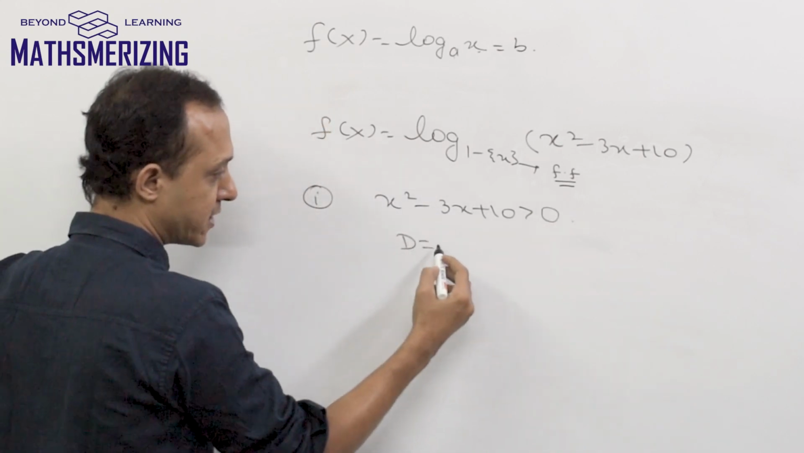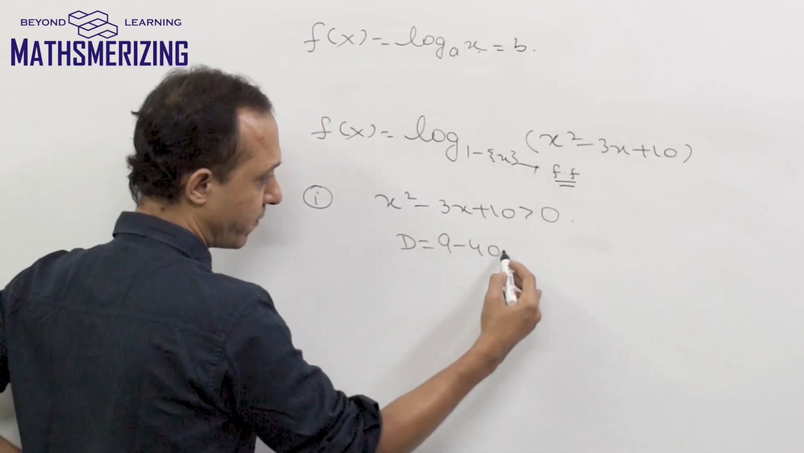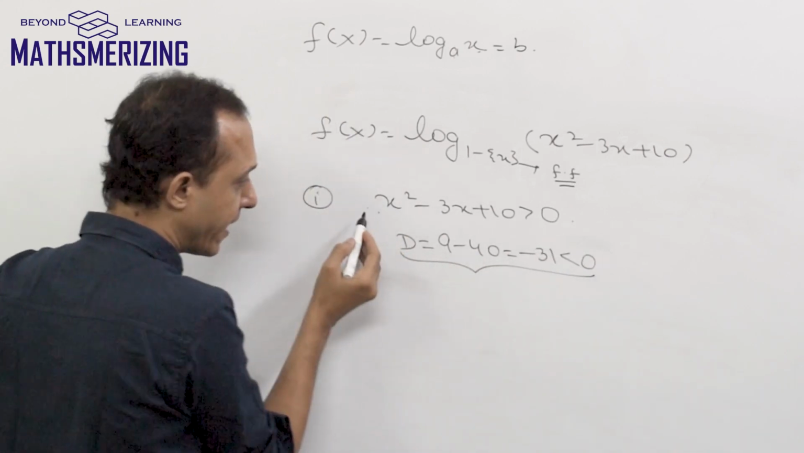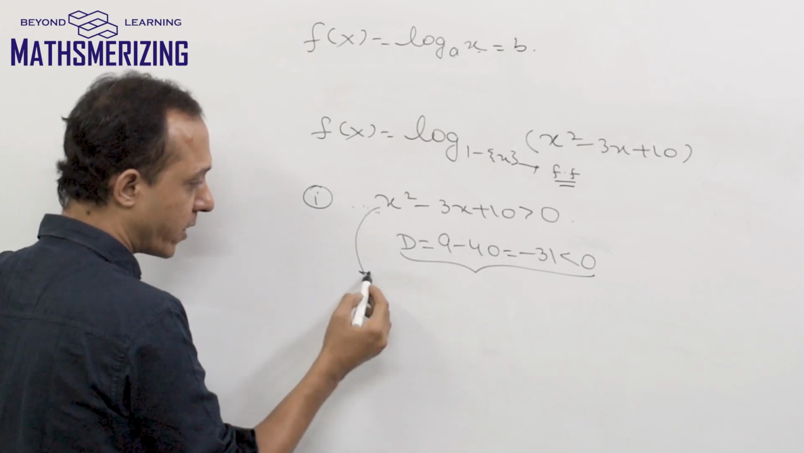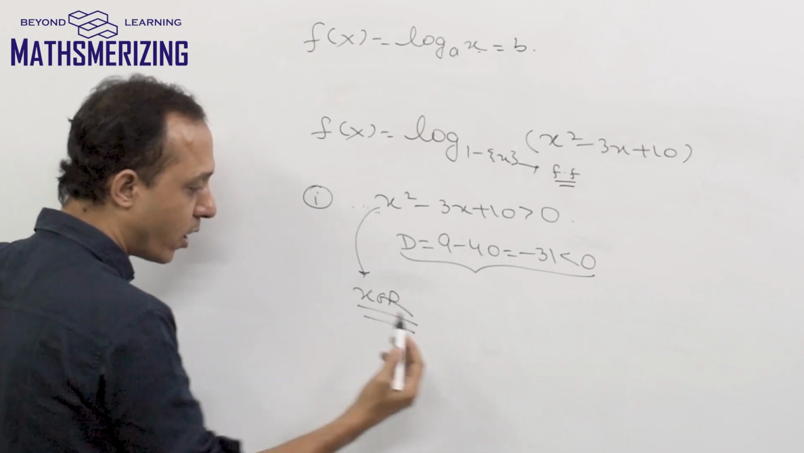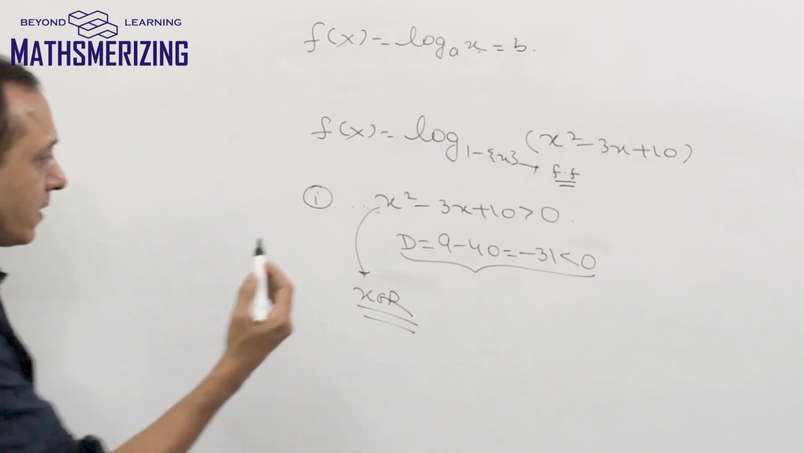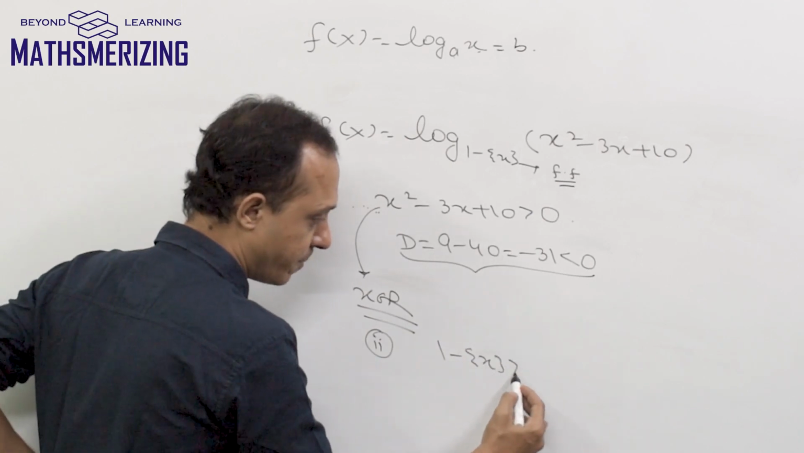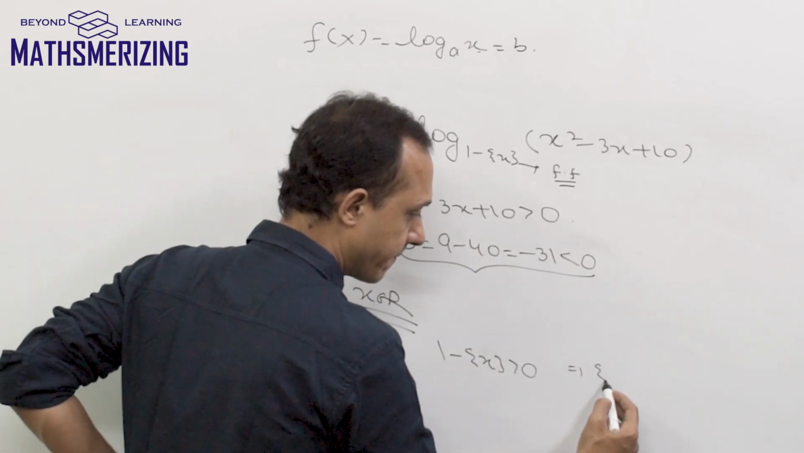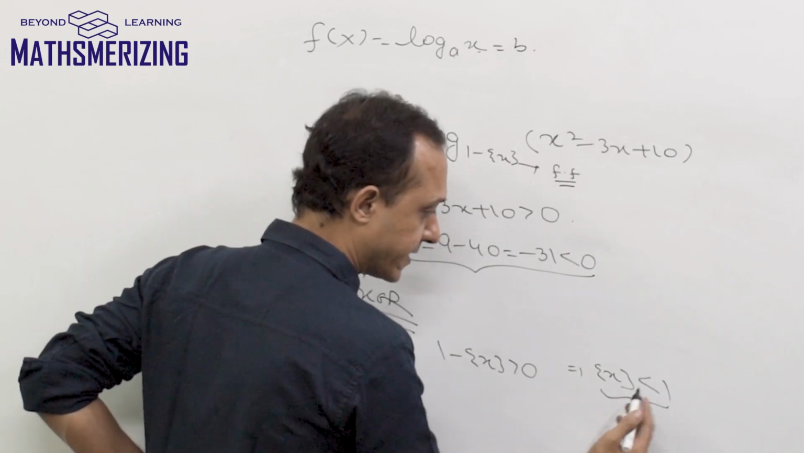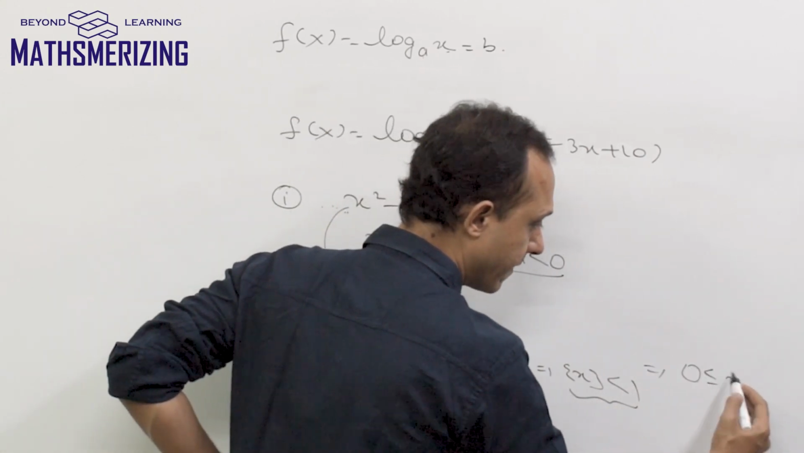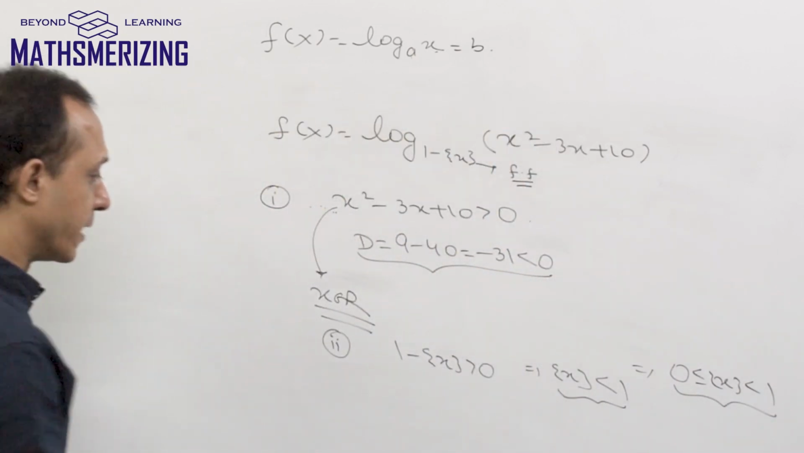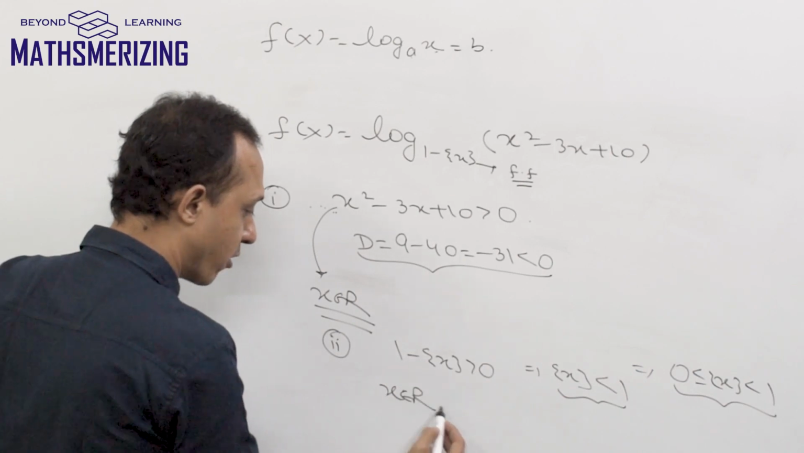Now for this quadratic expression, the value of D is 9 minus 40, which is minus 31. And in this case, D is less than 0 and the coefficient of x square is positive. So that means this quadratic expression is positive for all x belongs to R. Now for the condition of base, 1 minus fraction part of x should be greater than 0. That is, fraction part of x should be less than 1. And by definition, we know that any fractional part function will always lie between 0 and 1. So that means this is again true for all x belongs to R.